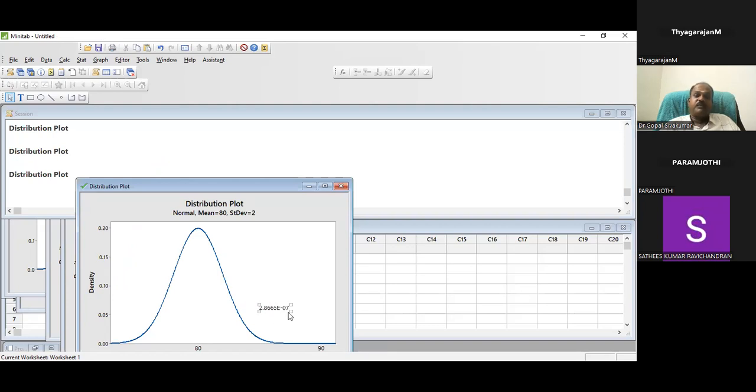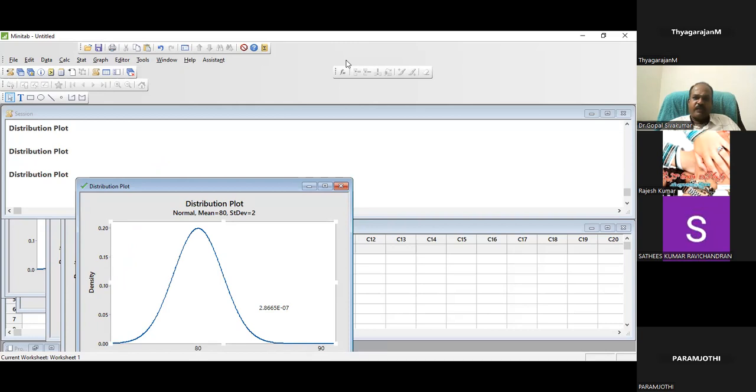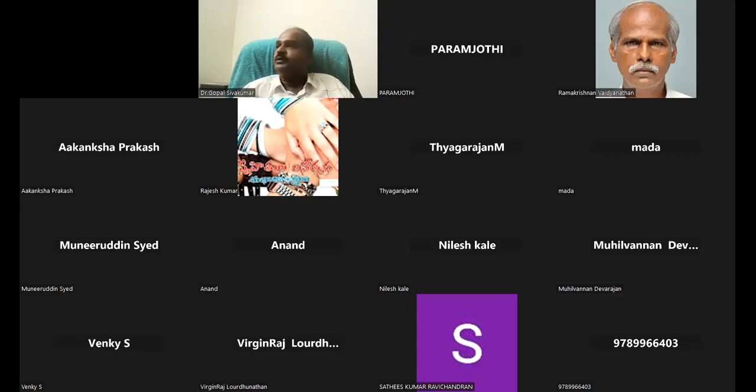Okay, 10 to the power of -7. So you see, a very, very low chance. Do you understand why the probability has gone so low? Because the standard deviation is 2 and the mean is 80, so there are huge differences. Very good. All right.